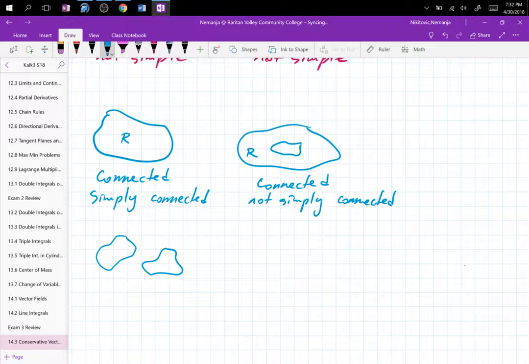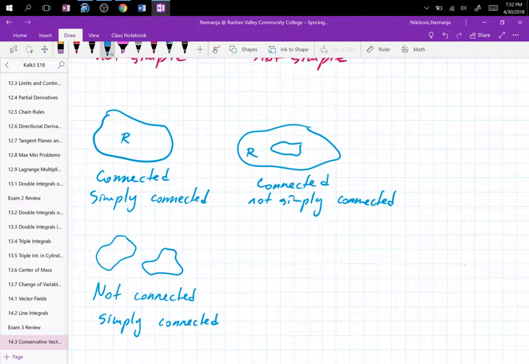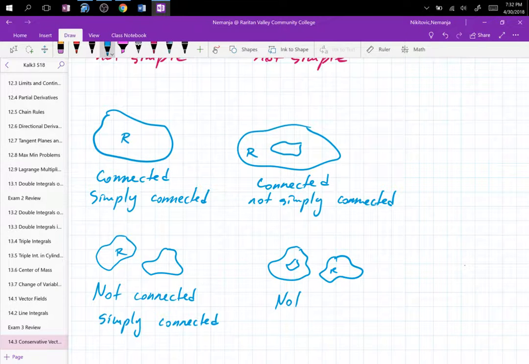Then we have not connected, but simply connected. And these are the regions, yes. And not connected and not simply connected.